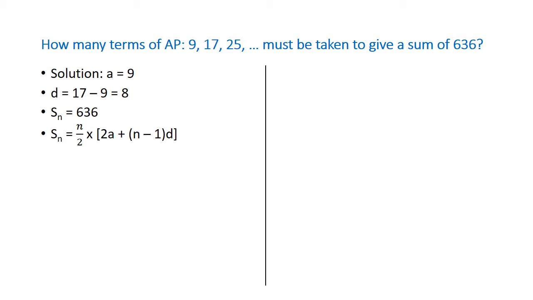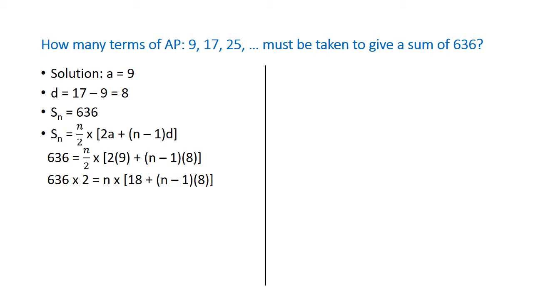Therefore, we'll write 636 in place of Sn. A is equal to 9. We'll write 9 in place of a, and d is equal to 8. So in place of d we'll substitute 8. We don't know the value of n, so we'll not substitute anything in place of n. Next step, n by 2 divided by 2. If 2 goes on the other side, it becomes into 2. Am I right? Okay, so 636 into 2 is equal to n into 2 9s are 18 plus n minus 1 into 8.